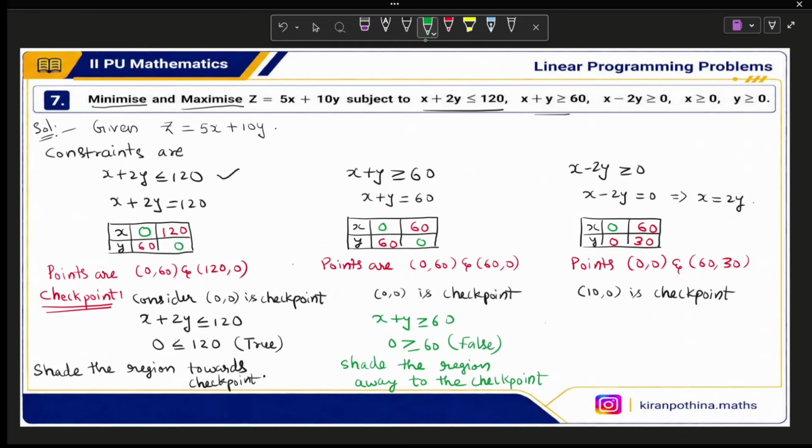Okay, and now when we come to the third line, what is the inequality? x minus 2y greater than or equal to 0 is the inequality, but here we have considered the checkpoint 10 comma 0. So I will substitute 10 in the place of x, so we will get 10 greater than 0. 10 greater than 0 is true only, right? So here what we need to do? Shade the region. True means what? Towards the checkpoint.